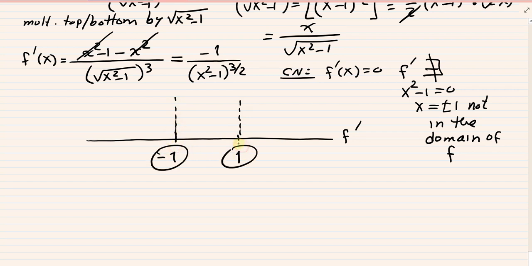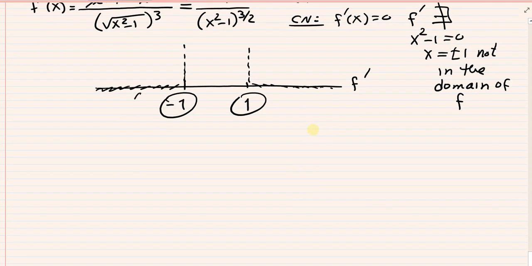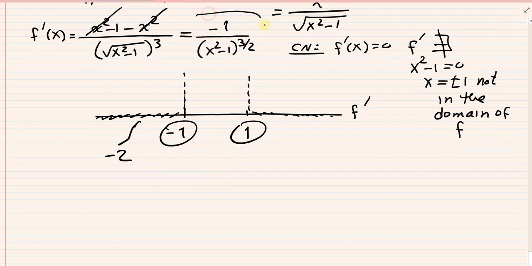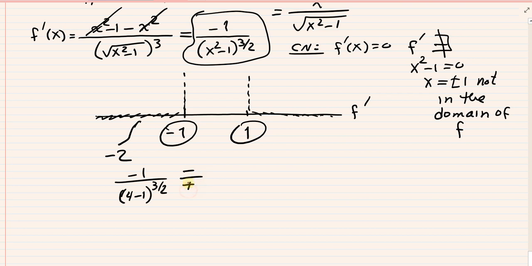Again, remember at these points the function does not exist, right? And the domain of the function was everything less than -1, everything above 1. Okay. Now, if I just want to look at the sign of the derivative, because we still need to answer increasing, decreasing over which intervals. So at test point -2, and we're looking at the derivative, right? We're looking at this function. -1 divided by -2 squared is 4 minus 1 to 3/2. That's 3, so it's negative over positive, or negative.